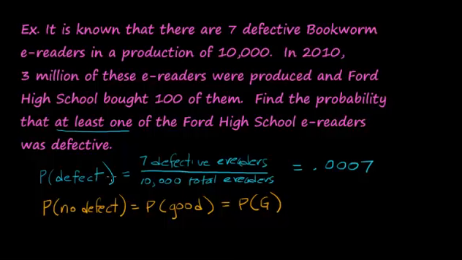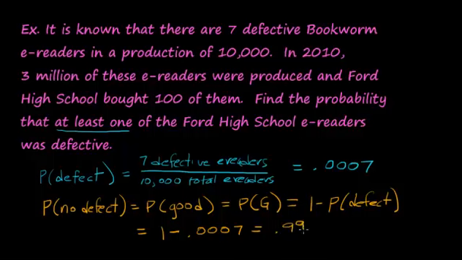The probability of no defect is the complement of defect, because any one e-reader is either defective or it's not defective. That's our entire sample space. So this would be equal to 1 minus the probability of a defect, a defective e-reader. So we can calculate that. The probability of a good reader is 1 minus 0.0007, or 0.9993. Okay.